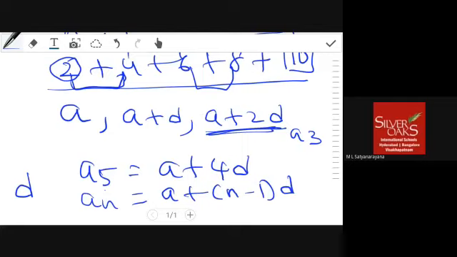I want you to work out the first exercise thoroughly. In my next video, I will explain more deeply about arithmetic progressions and their properties, and we'll try to do the second exercise.